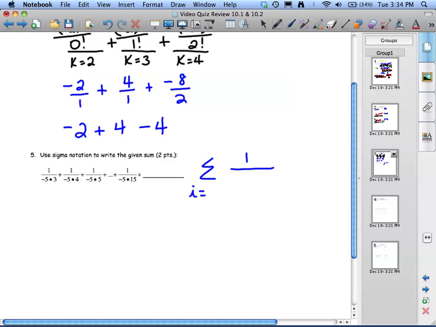You'll also notice here that each term has a -5 in it. So I can put it into the equation, and then I'm simply looking at what number is here. It goes from 3, 4, 5, up to 15. So if I want to use an i here, I need to say it goes from 3 to 15. And that'll be worth 2 points because there's a lot of different parts there to do.